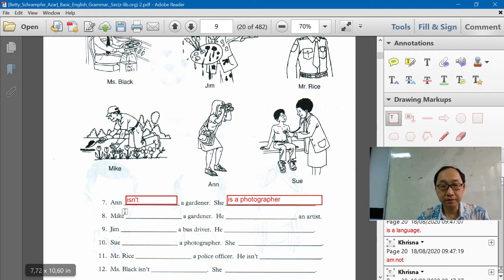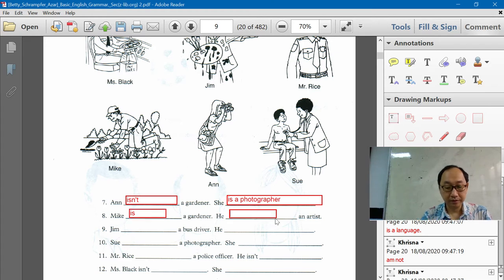Mike, yeah, that's true. Mike is a gardener. He isn't an artist. Yeah, Mike isn't an artist. And then Jim is not a bus driver. Jim isn't a bus driver. He is a painter, or an artist, yeah.